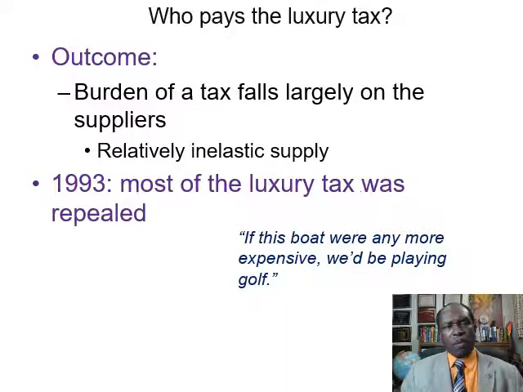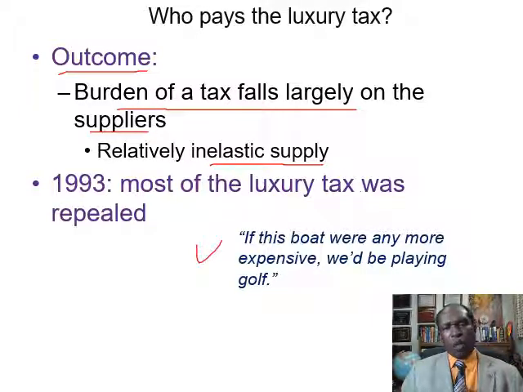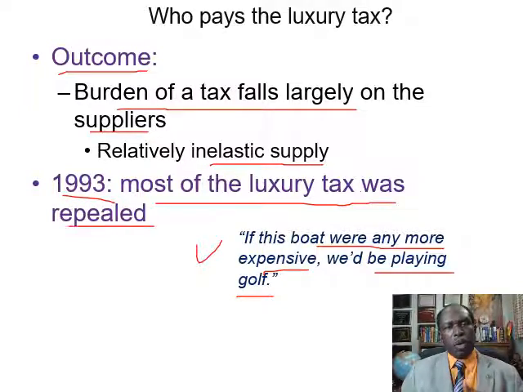So what was the outcome of this luxury tax? The burden of the luxury tax fell largely on the suppliers because the supply was relatively inelastic. You can see that in this photo, people were not happy because they said that if this boat were any more expensive, we could be playing golf. If they didn't have to pay the luxury tax on this boat, they could use that money to go play golf. Because people were not happy, in 1993 most of the luxury tax was repealed in the US. This is the end of chapter 6.